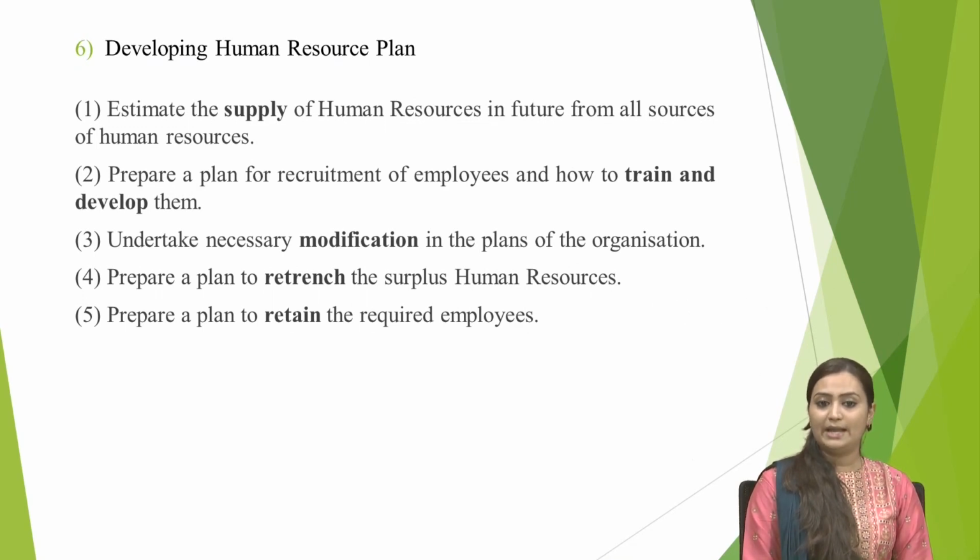Then next, prepare a plan to retrench. If you feel that the current employees in your organization are in a phase where they have come to a retirement age, or where you no more require the people in your organization, then again you can retrench or dismiss the current employees of the company. Then the last point where you will have to make a plan for human resource management is related to retaining the current employees. So as a manager, you always require to make a plan which encourages the current employees to stay with the company. So that ultimately means retaining the employees.